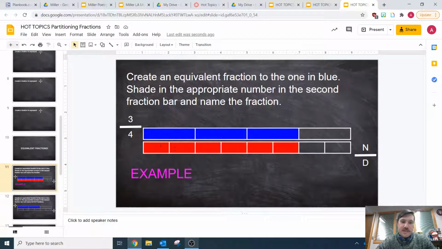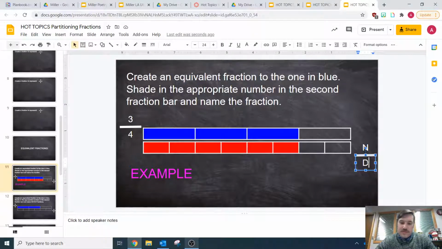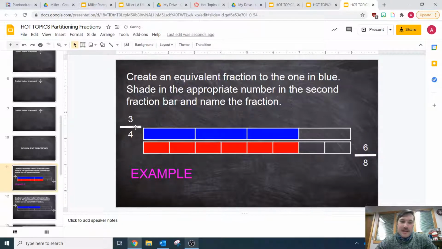These fractions are equivalent. So this top one is 4 boxes total, so 4 pieces equal 1 whole, and I have shaded in 3 of them. The second fraction, I have 1, 2, 3, 4, 5, 6, 7, 8 total boxes. So I have 8 pieces that equal 1 whole, and I have shaded in 6 of them. So I'm saying that 3/4 is an equivalent fraction to 6/8.